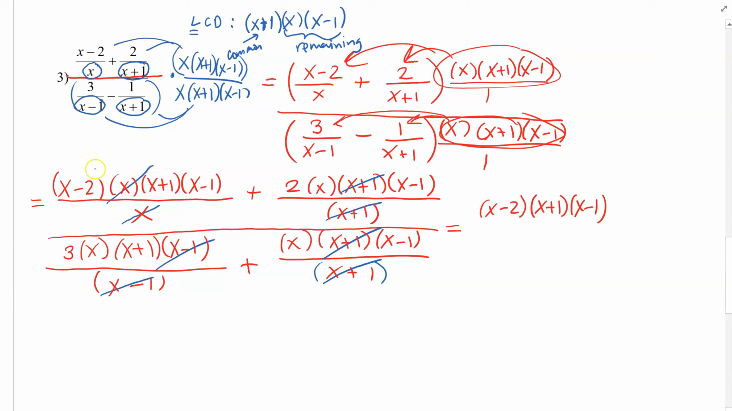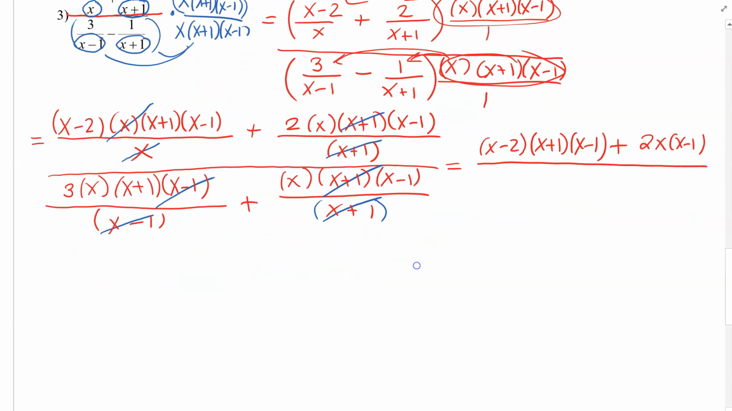So I have x minus 2 times x plus 1 times x minus 1 plus 2x times x minus 1. That's my numerator. All the denominators are gone. And then in the denominator, I have 3x times x plus 1 from here, and then plus x times x minus 1 from there, and then no more other denominators. So it was very crazy for like a second, and now it got a lot simpler.